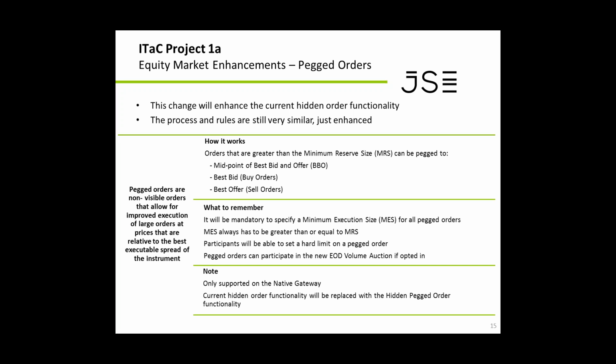Participants will be able to set a hard limit on a pegged order. Obviously, when the pegged price reaches this hard limit, the order will move into an inactive status and will not be eligible for execution. In addition to that, the pegged orders functionality will also only be supported on the native gateway, and ultimately the current hidden order functionality will be replaced by this hidden pegged order functionality.